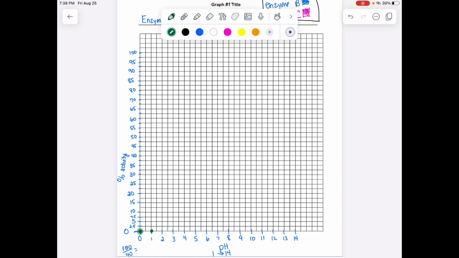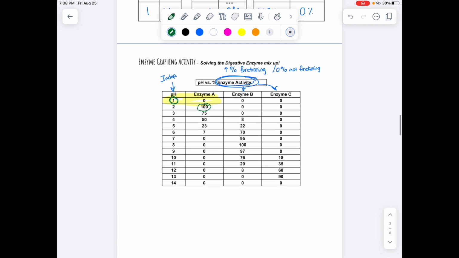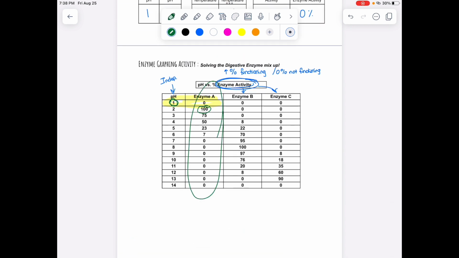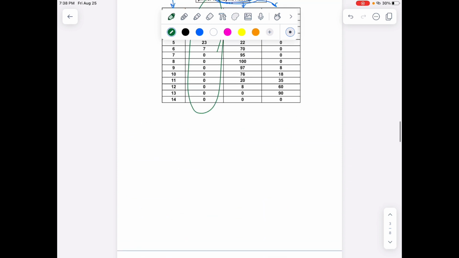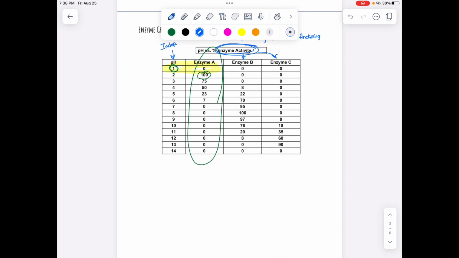And I'm going to put a dot right here. And then if you hold the line, it'll automatically make a straight line for you if you hold it in the space. And so you're gonna plot all of the data for A in green. Then you're gonna do all of the data for enzyme B in another color, and then all of C in another color.